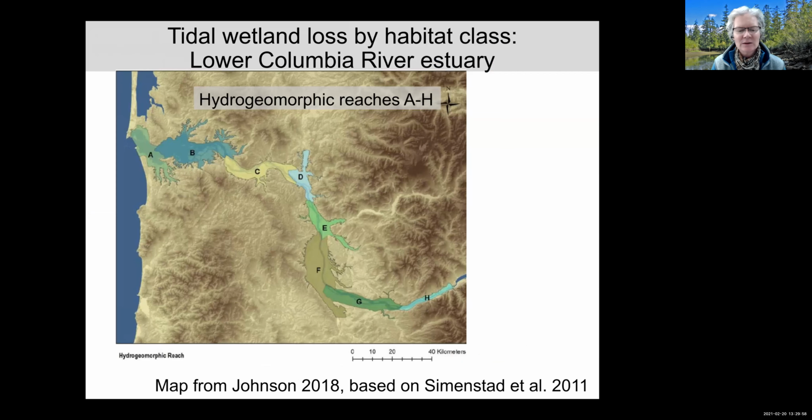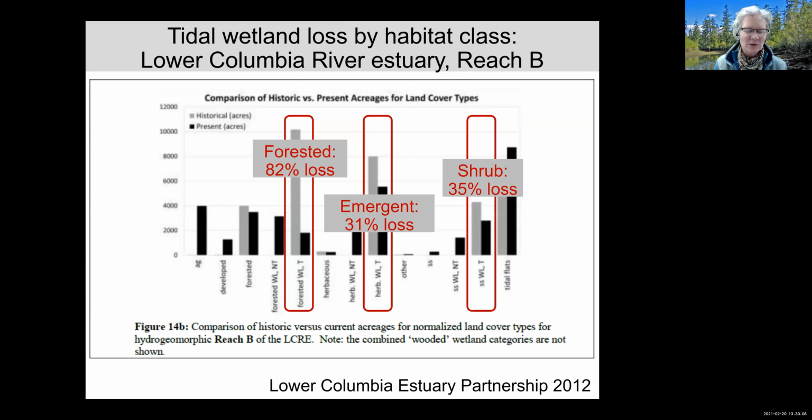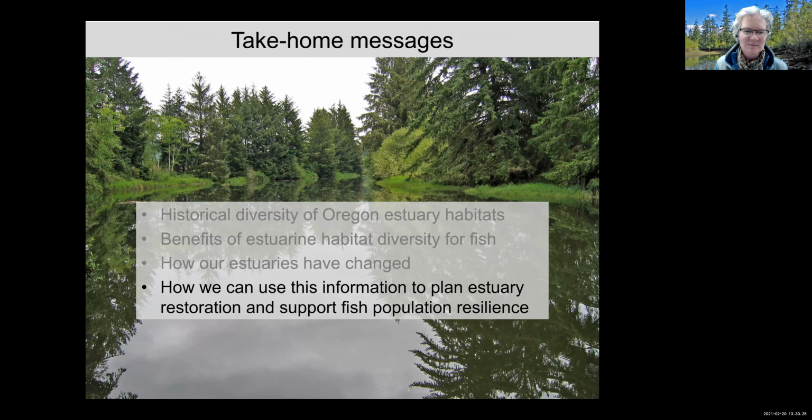In the Columbia, other researchers have found fairly similar results. Here's the Columbia River flowing through its various hydrogeomorphic reaches to the ocean. And this bar chart shows the losses of forested, emergent, and shrub habitats from Reach B specifically, much higher for forested tidal swamps, 82% loss versus 31% for tidal emergent, that's tidal marsh, and 35% loss for tidal shrub wetlands.